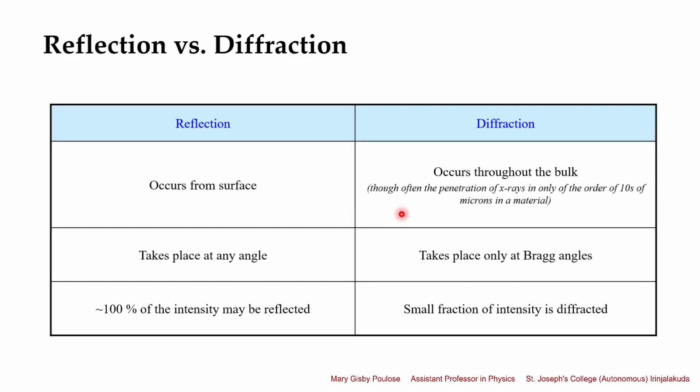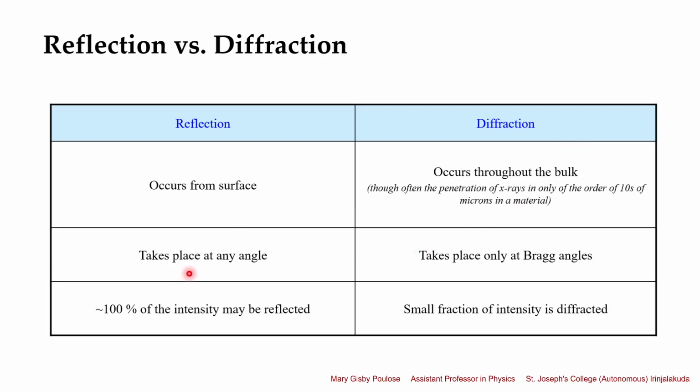Now let us try to differentiate between reflection and diffraction. Reflection can be seen as the bouncing of the wave from the surface of a substance. It occurs from the surface of a substance, whereas diffraction occurs throughout the bulk of that material. Here, X-rays penetrate into the material and get diffracted from each atomic plane. So they are penetrating into that material.